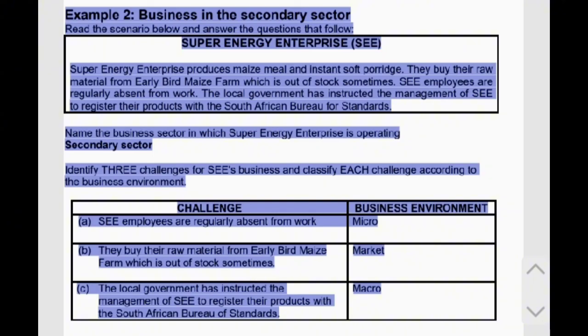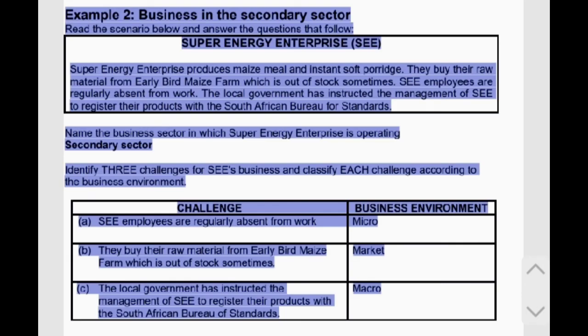SEE, employees are regularly absent from work. That's what? Micro, within the business, which is they have what? Full control. Like when you read the scenario, you must see what I am talking about. The local government has instructed the management of SEE to register their product with the South African Bureau of Standards. That's what? Externally, they don't have what? Control over that. That means it is what? Macro.